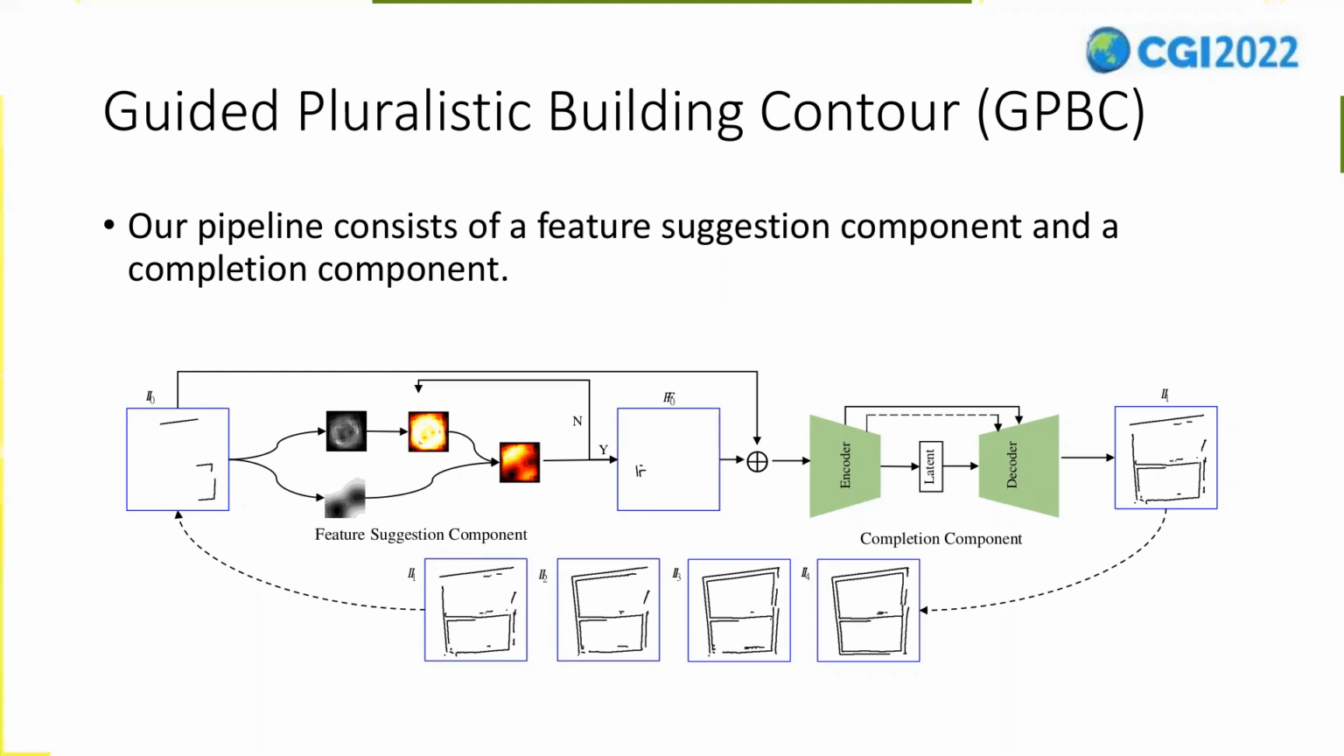The second component, the completion component, is an image completion network which can take as input the initial building footprint and any partial or fragmented uncovered sections from the first feature selection component. Then it runs an iterative process.